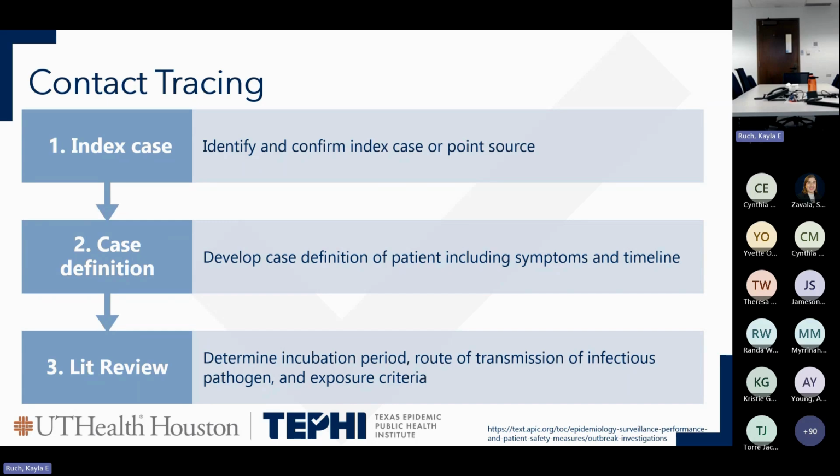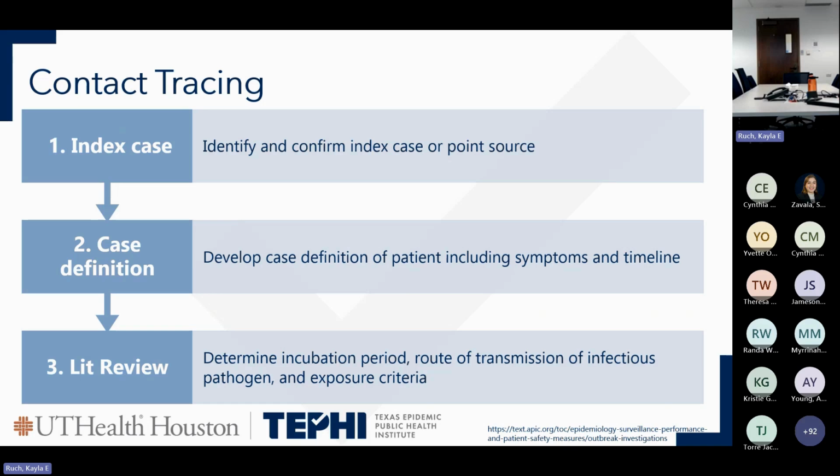So knowing 2 and 3 is really crucial because maybe the person that you are interviewing saw the infectious patient 5 days ago, but the incubation period is only 48 hours before symptom onset, so they haven't been exposed. You might identify them, but based on the incubation, route of transmission, and exposure criteria for that specific pathogen, you can identify and eliminate individuals that are outside of those parameters.